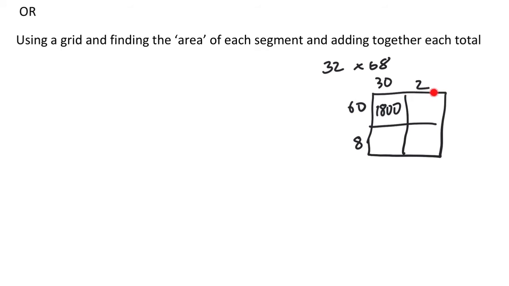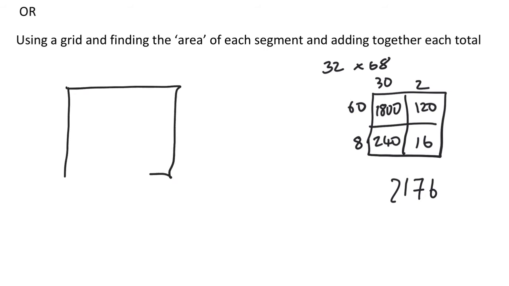The next one is 2 wide and 60 long, so that's an area of 120. Then we'd have 30 wide and 8 deep, which is an area of 240, and the last one is an area of 16. And if we add those all together, we get 2,176. So the grid method is the same idea.